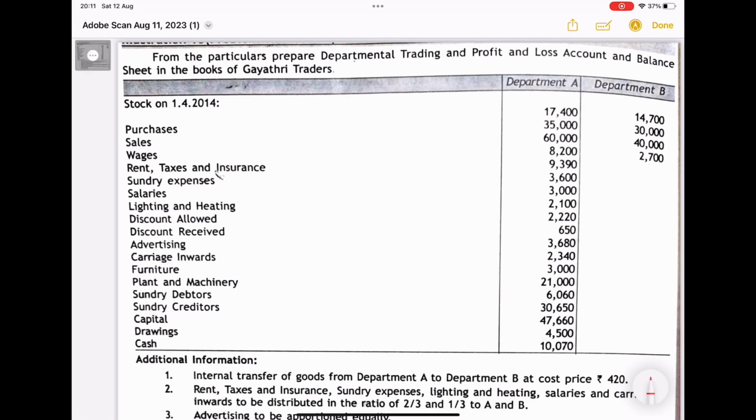Hello everyone, even today we are going to solve a problem on departmental accounting. From the next video I will start with new concepts of accounts. I hope you all understood the concept of departmental accounting.